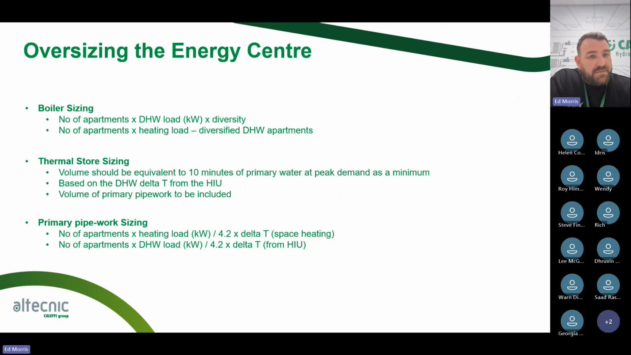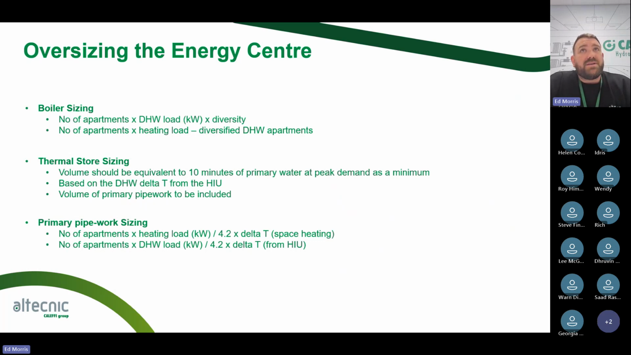Things like thermal store sizing. The volume should be equivalent to 10 minutes of the primary water at peak demand as a minimum. So what I mean by that is your thermal store should hold 10 minutes worth of water at your peak diversity load. If you've applied a 15% diversity factor, you should be able to store 10 minutes of water to deal with that peak demand, based on the domestic hot water delta T from the HIU. The volume of the primary network must be included as well in that sizing, as there's a volume of water circulating around the system. That should also be included in the thermal store sizing.